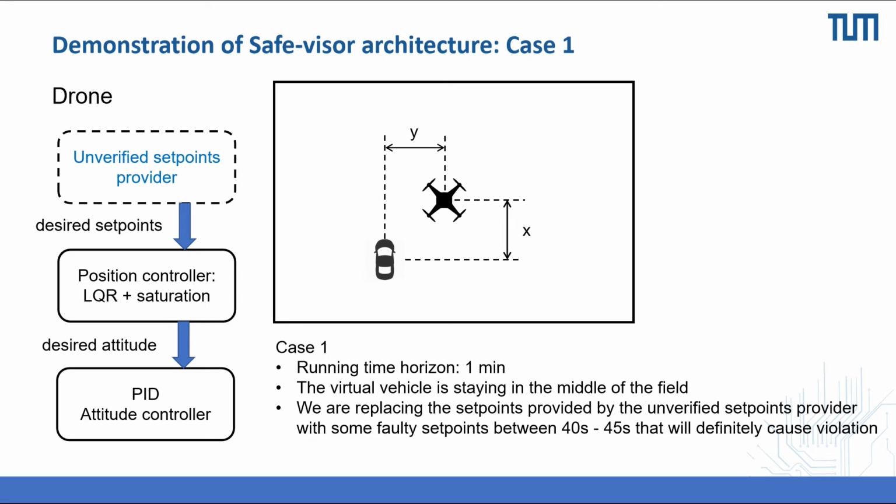In case 1, we are considering a running time horizon of 1 minute, and the virtual car is going to stay in the middle of the field. We are applying this unverified set points provider while we are replacing the set points provided by this provider with some faulty set points that will definitely cause violation between 40 seconds to 45 seconds. Here's the demonstration.